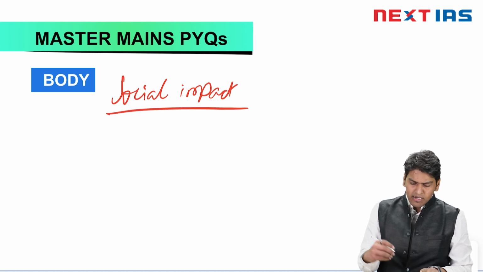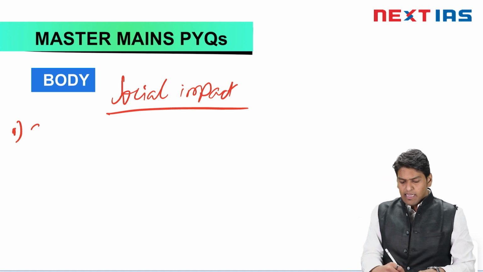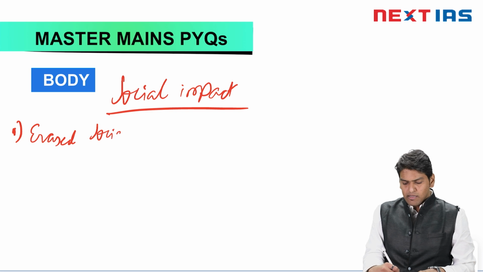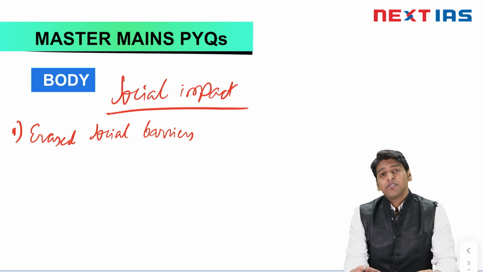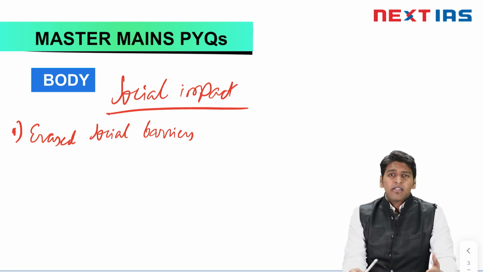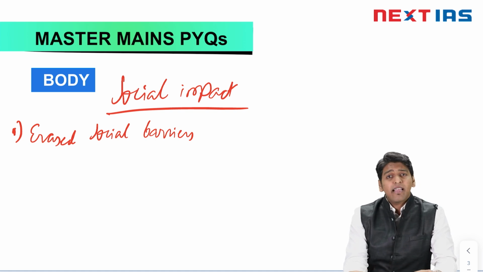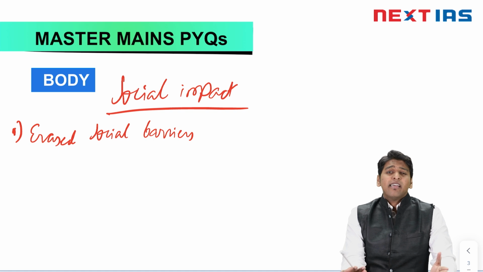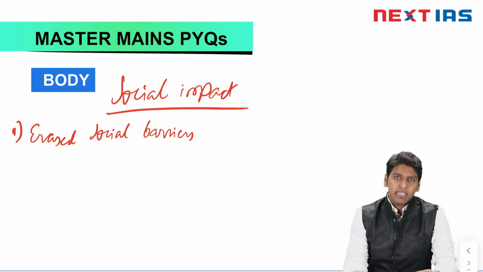Social impact. First, we see it erased social barriers. For example, in India, the caste system was very prevalent. People of different castes did not cohabit, did not sit together. But in a public system like the railway, where you have one compartment and everyone has to sit together, this broke the caste barriers.